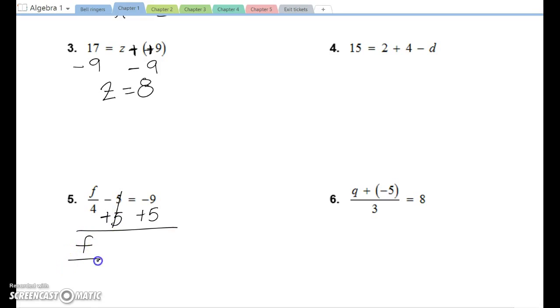Carry down my f divided by 4. And that equals negative 4. Okay, so last, remember we're going to multiply by what's in the denominator. So we're going to multiply by 4. Making sure you do it on both sides. So f gives us negative 16.